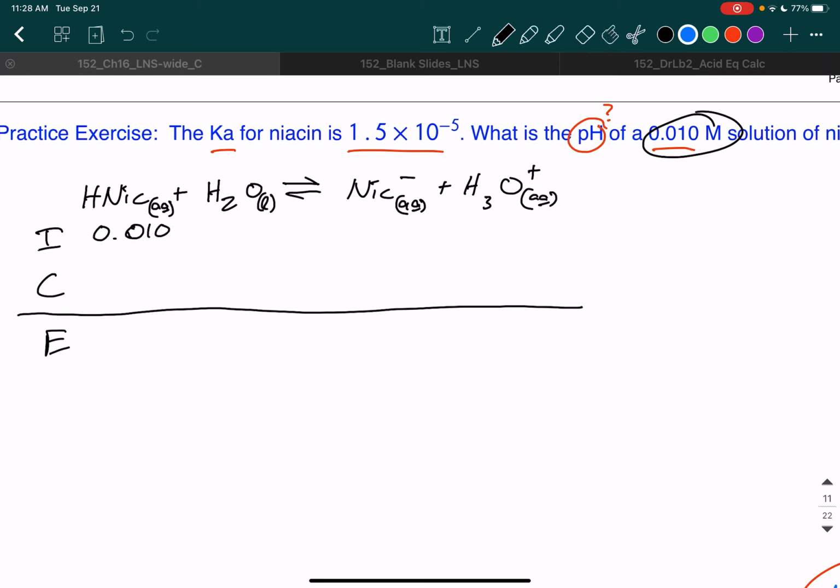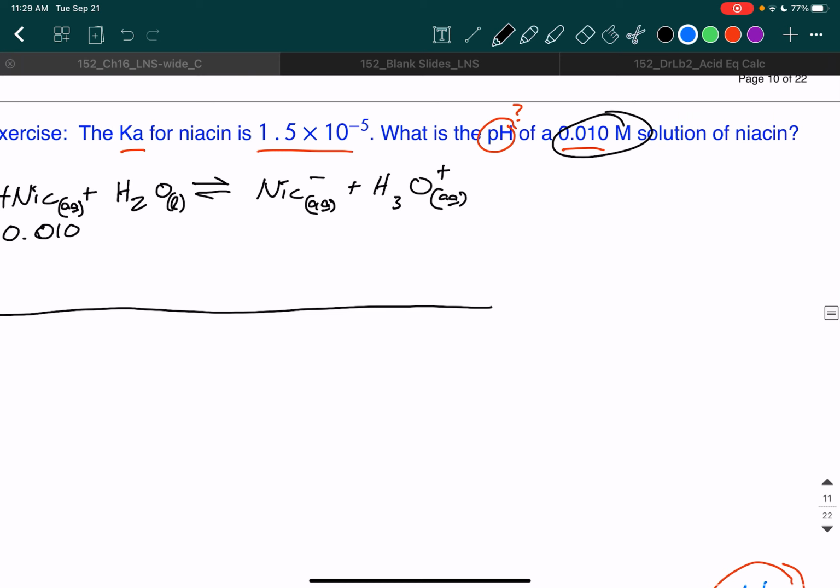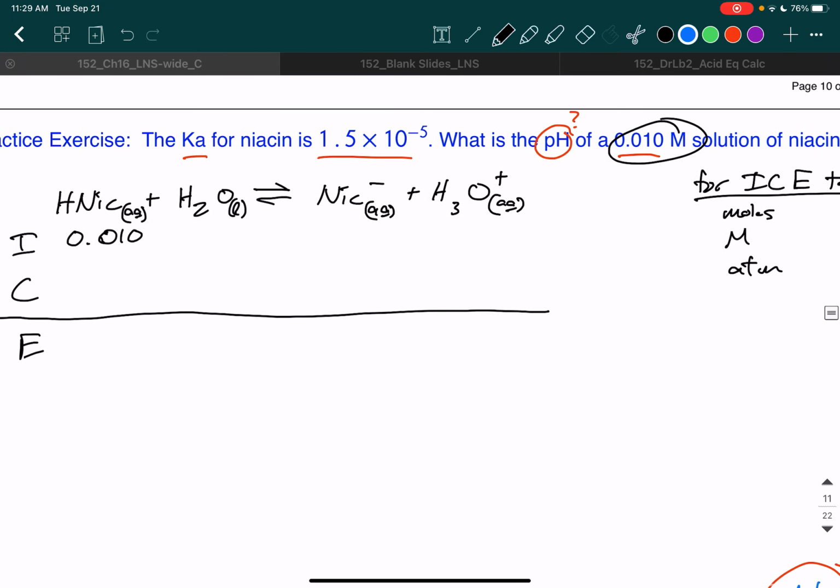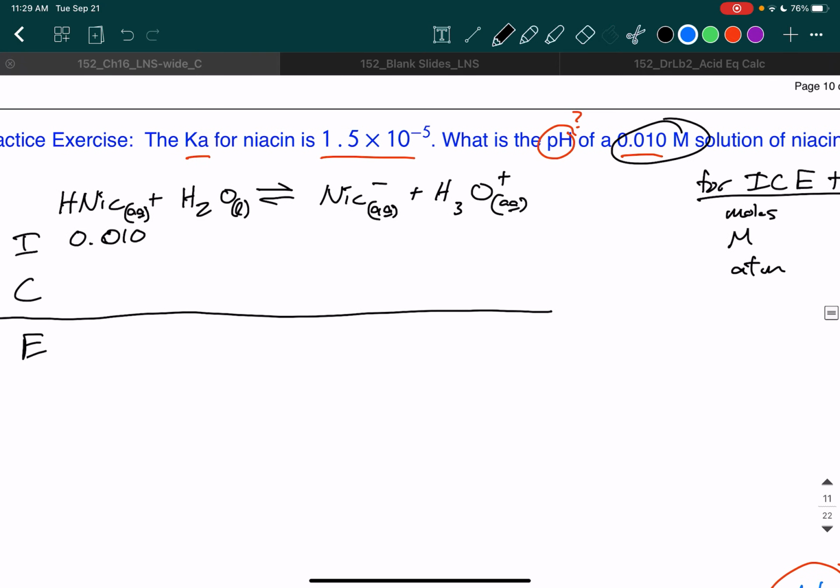If they give you a volume, would you then have to take the step of calculating the moles? You could still use molarity. Okay. Yeah, for the ICE table, moles or molarity will work. Actually, let's make a little note. So moles, molarity, or actually atmosphere, partial pressure if it's a gas phase. So grams don't work. Liters, ooh, don't use liters. Let's not do that. If it's a gas phase, yeah.